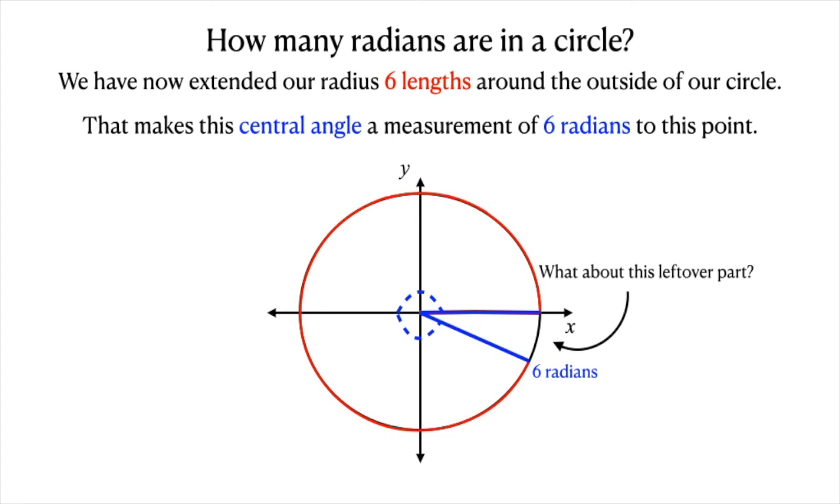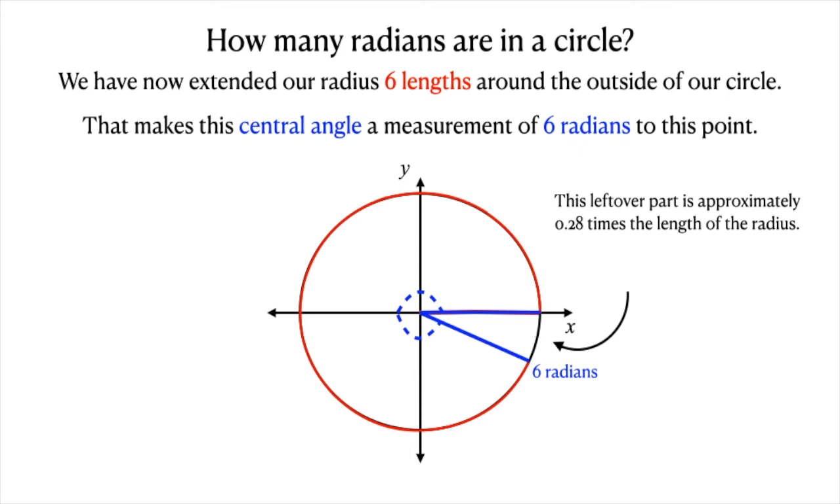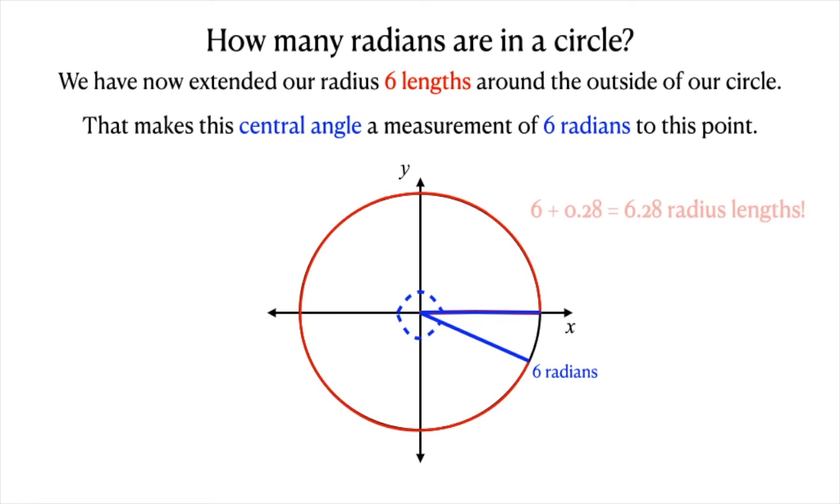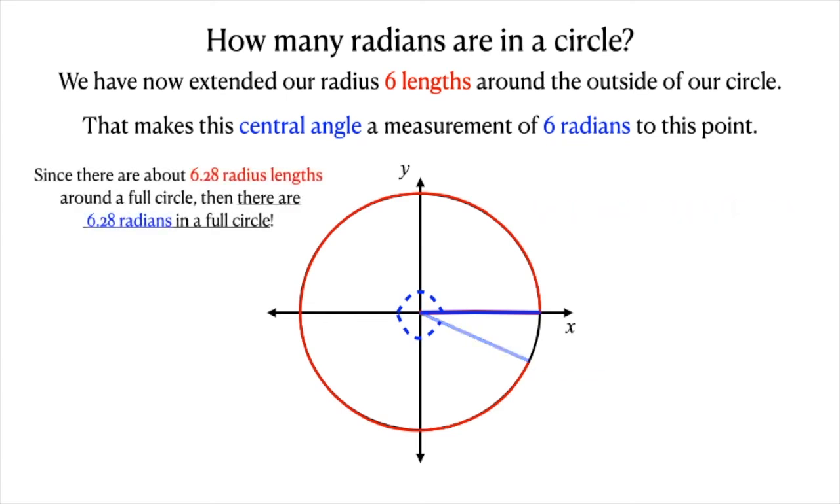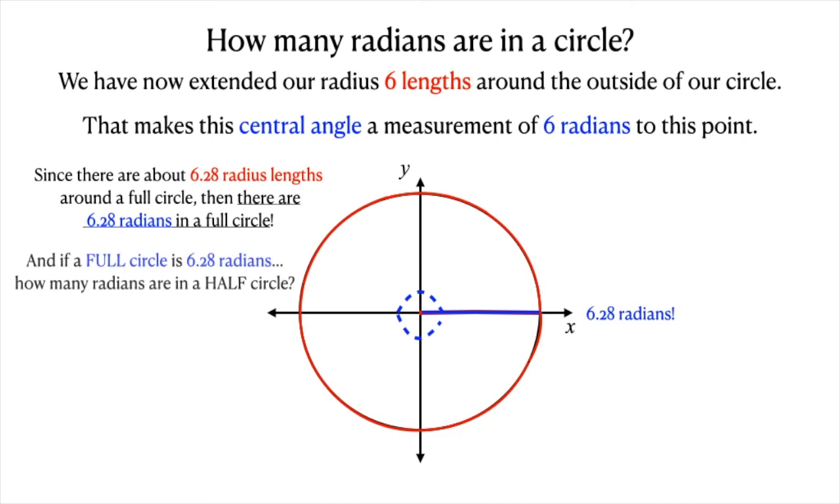But now, what about this leftover part? The leftover part is approximately 0.28 times the length of the radius. So if we take our 6 radius lengths plus that 0.28, it gives us 6.28 radius lengths. Since there are about 6.28 radius lengths around a full circle, then there are 6.28 radians in a full circle.